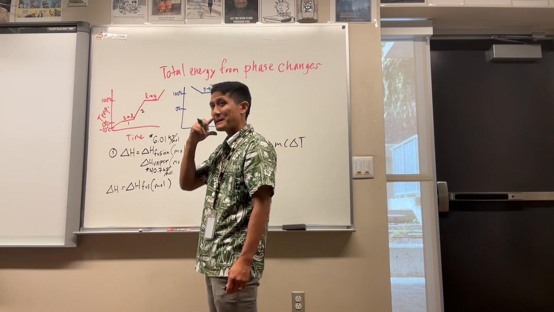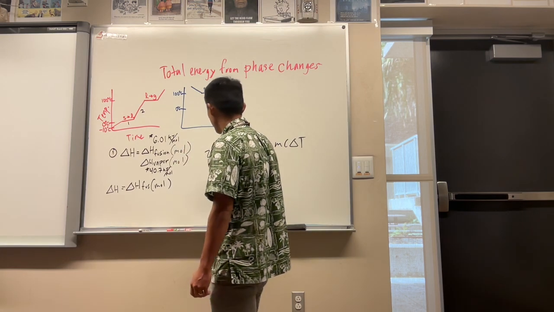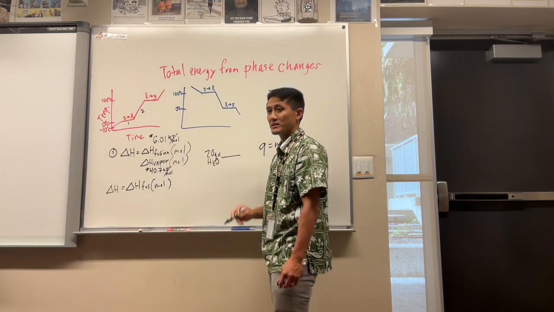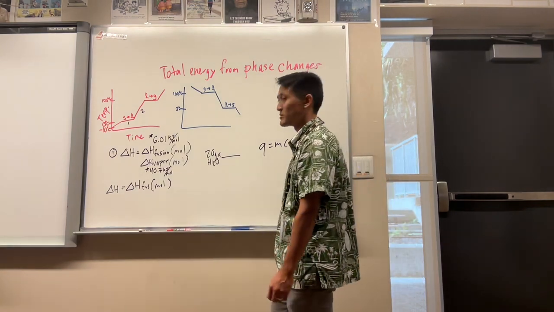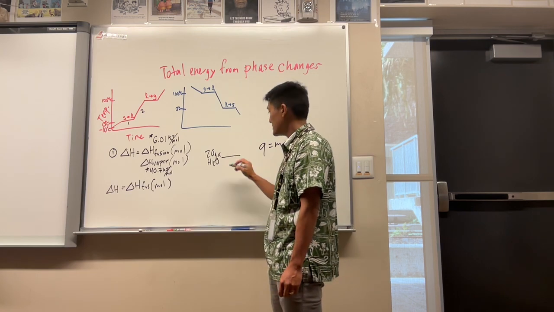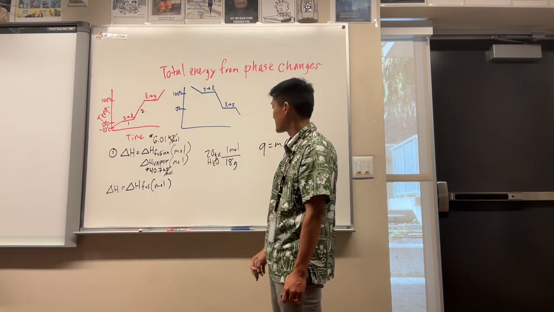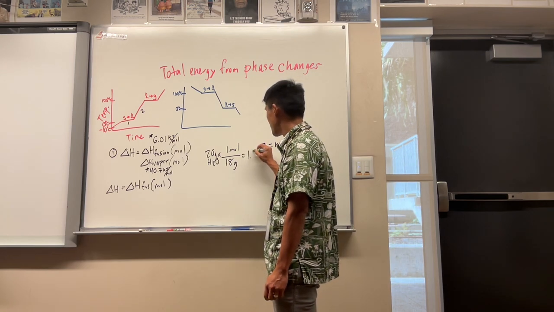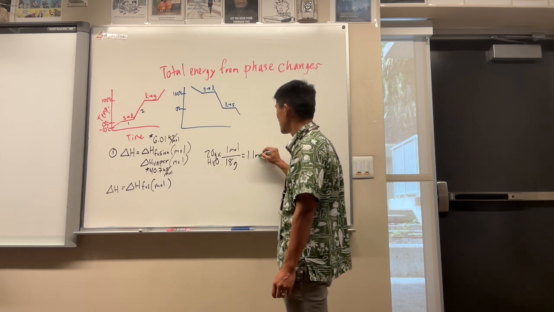How many grams did we say we had? 20 grams. How do I convert that into moles? 20 grams of H2O. Look at your periodic table, look at the molar mass. 2 hydrogens and 1 oxygen, so 18. Does that go on top or bottom? Bottom. And you have 1 mole on top. So let's calculate that. 20 over 18 is 1.111. Let's round to 1 decimal place: 1.1.